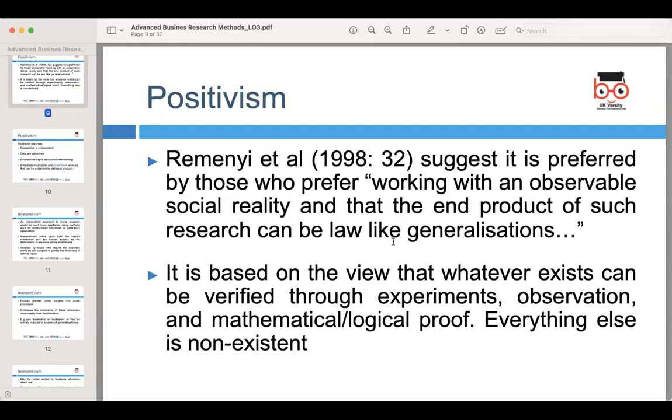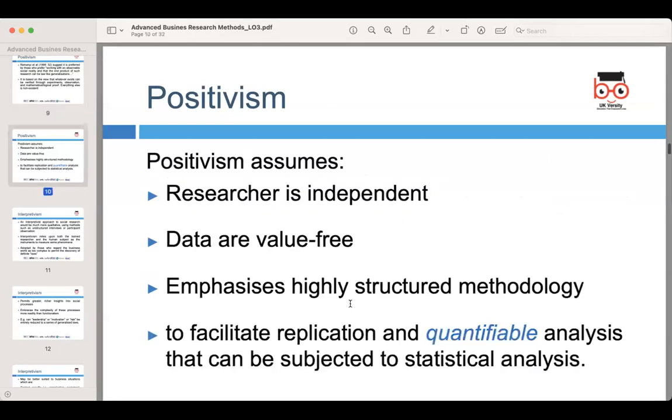Positivism offers a valuable perspective for studying social reality by prioritizing observation, experimentation, and verifiable evidence. It aims to establish law-like generalizations. While positivism has its strengths and limitations, it remains an influential approach in many fields of research.